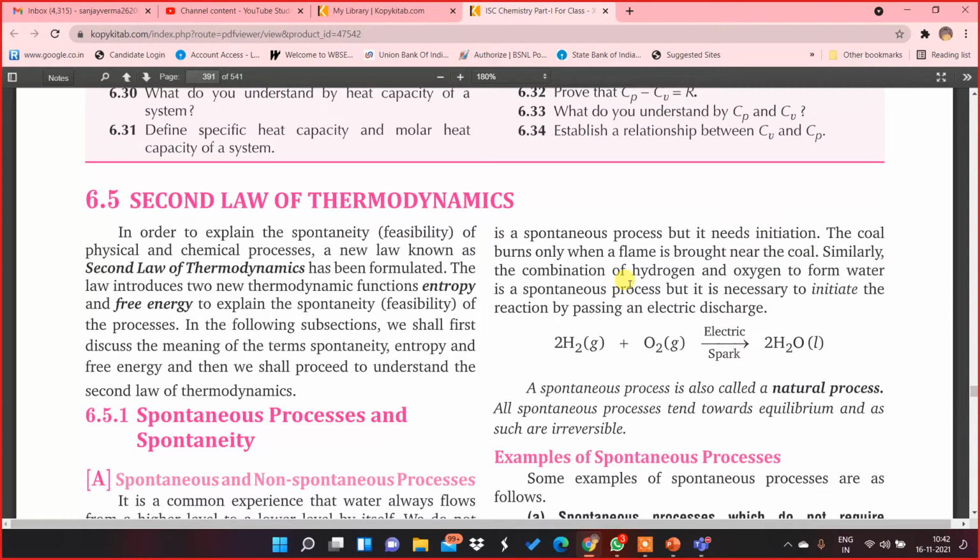Similarly, the combination of hydrogen and oxygen gases to form water is a spontaneous process, but it is necessary to initiate the reaction by using an electric discharge, which results in the formation of water. So, a spontaneous process is also called a natural process. All spontaneous processes tend towards equilibrium and, as such, are irreversible.